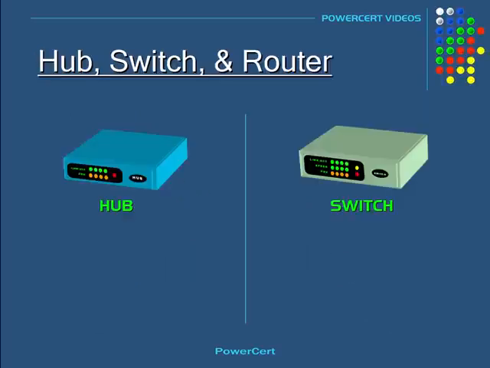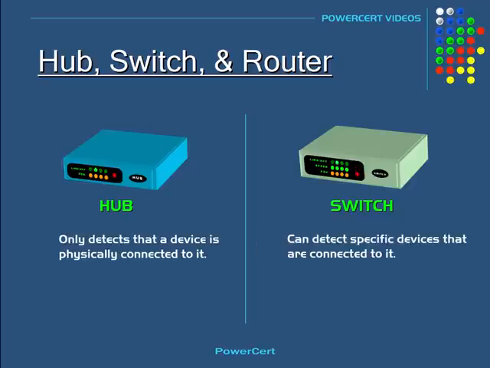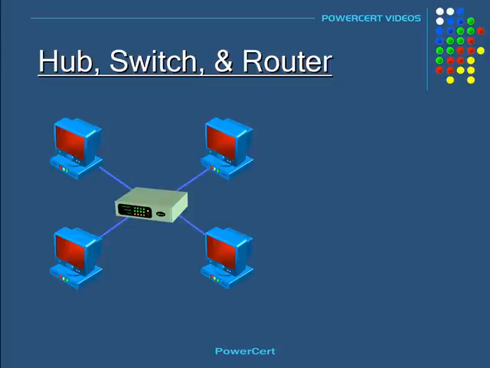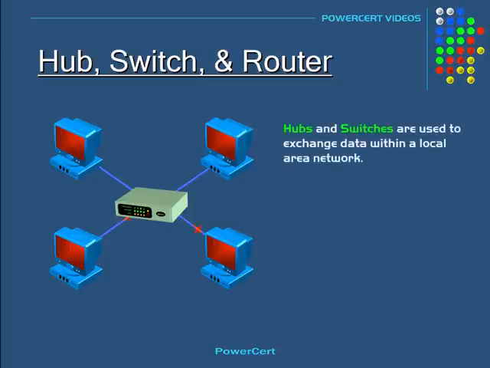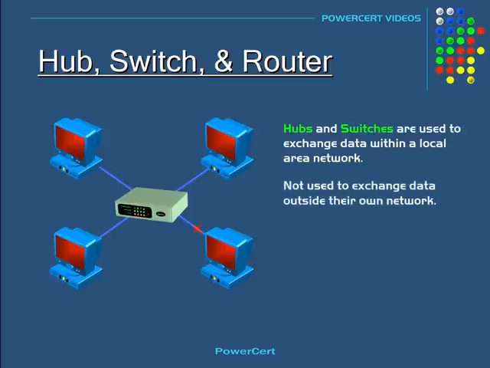So as a review, a hub only detects that a device is physically connected to it, and a switch can detect specific devices that are connected to it because it keeps a record of the MAC addresses of those devices. Now hubs and switches are used to exchange data within a local area network, for example, such as in your home network or in a business. They are not used to exchange data outside their own network, such as out on the internet.